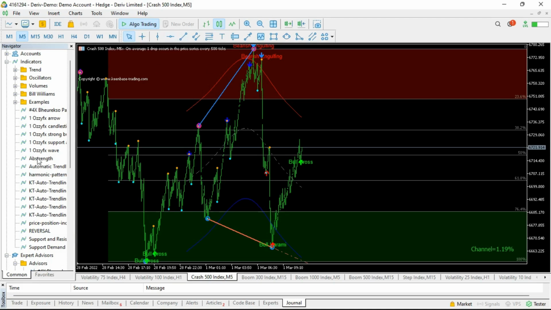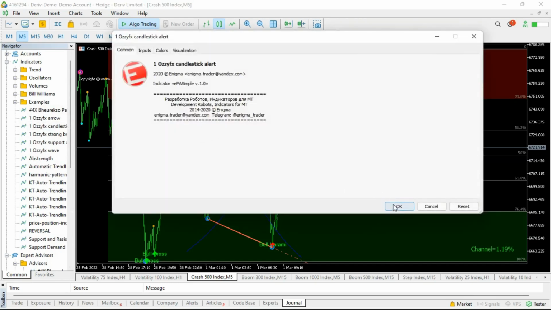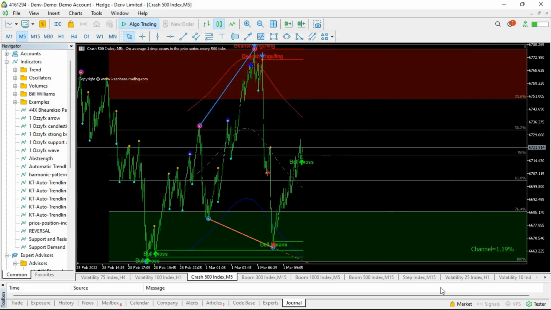So the app strength, you don't really need that. The harmonic pattern finder, let us talk about that. The reversal is actually the same thing as the candlesticks here. The plan resistance. So once you have this Oxy, it is actually enough for everything you need. The Oxy FX, just drag it here. Once you drag it, you click OK, and it will be showing. It's all good. So that's how to use that.